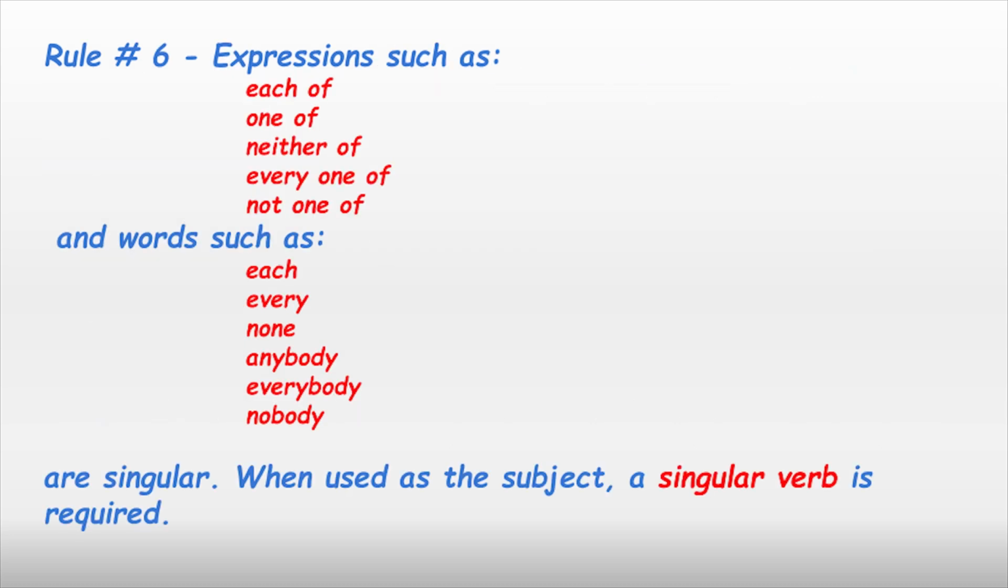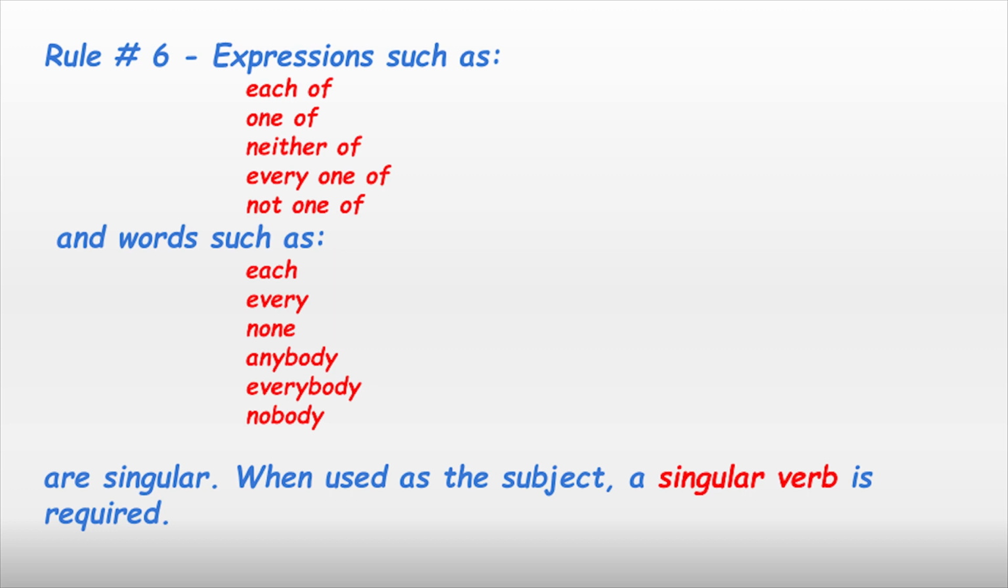Rule number 6. Expressions such as each of, one of, neither of, every one of, not one of, and words such as each, every, none, anybody, everybody, nobody are all singular. When used as a subject, a singular verb is required.